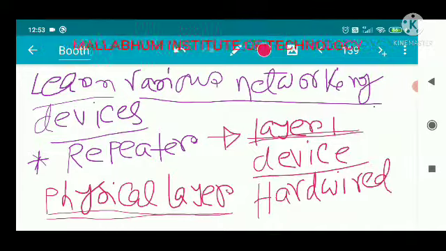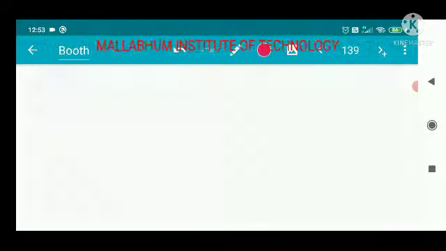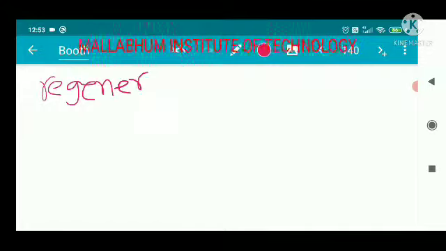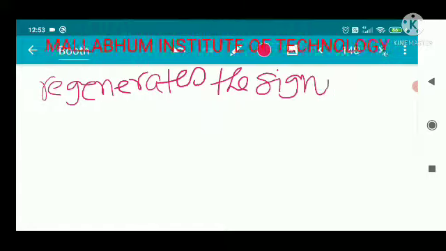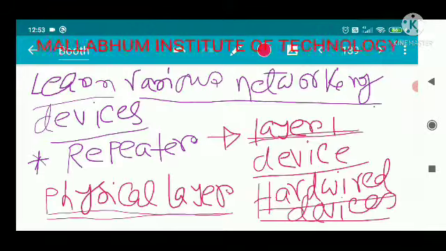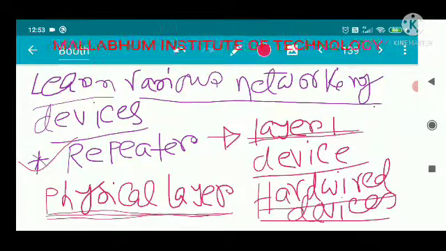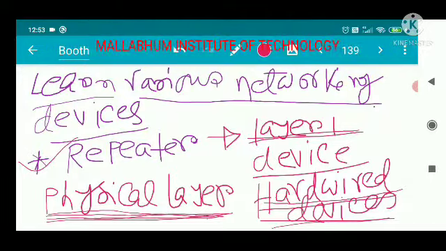It is totally a hardware device. No software is installed within the repeater. Now the function of the repeater: it regenerates the signal coming to its input. So the first device is your repeater. It is a layer 1 device, and it operates in the physical layer. In the OSI model, the first layer is the physical layer, and this device is totally hardware. That means no software is installed within the device, and it is not a very intelligent device. So the function of the repeater is to regenerate the signal.